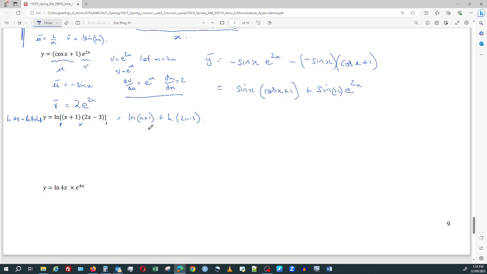So it's a u and v product, isn't it? Now it's fairly straightforward, we don't need to do a product rule. The differential of the inside is 1, the differential of the inside is 2. So the shortcut would be we would just multiply them that way. And the differential of ln is 1 over. So we can let m equal x plus 1, and let n equal 2x minus 3.